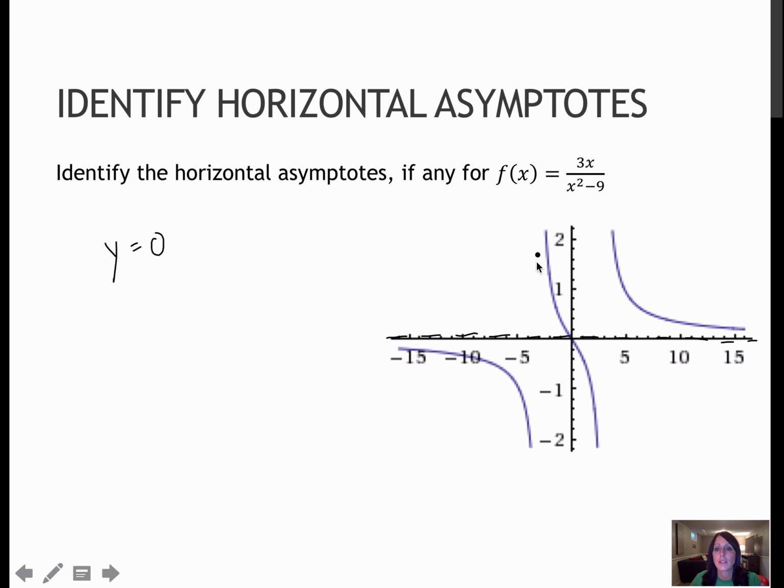And again, notice, this is what I was talking about before. We've got this middle section here that actually does cross the asymptote, but it's not a problem because the asymptote tells us what's happening towards negative infinity and towards positive infinity.